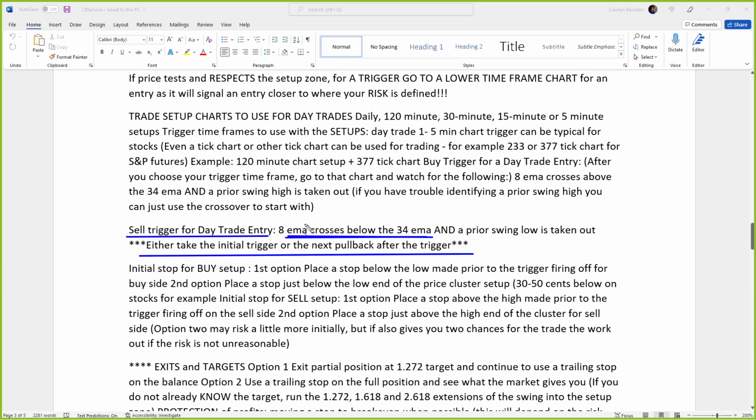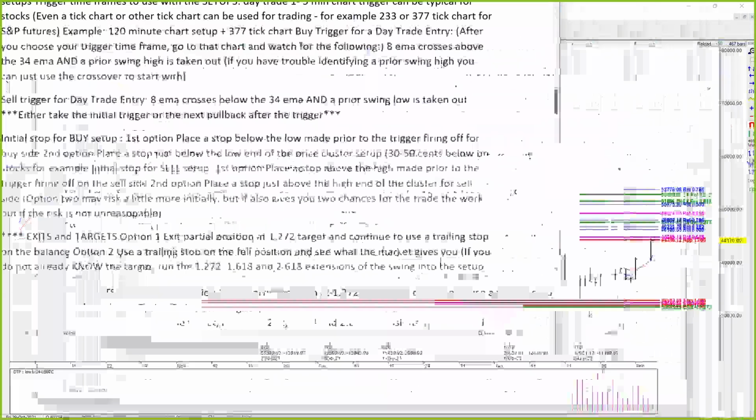And then for a sell setup, you're going to have the definition of risk either above the high made prior to the sell signal or above the high end of the zone. Either one. And then just reverse that for a buy setup. Okay, so let's take a look at some of the examples on recent charts here.